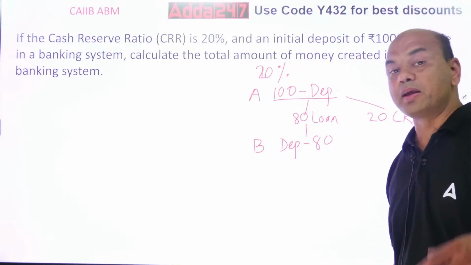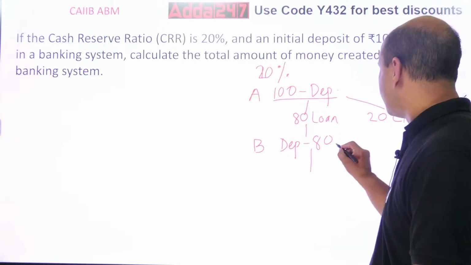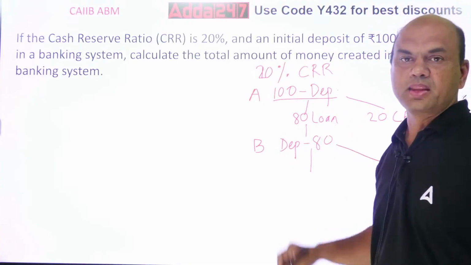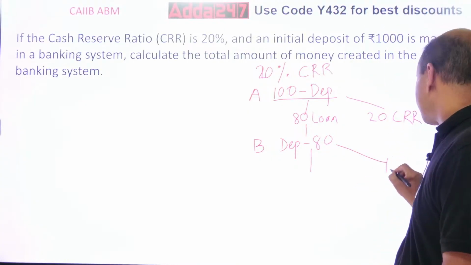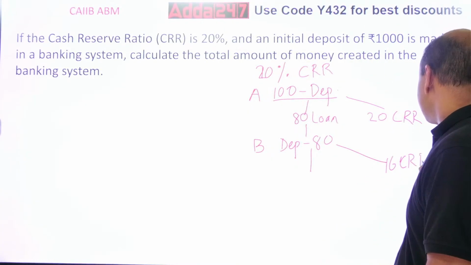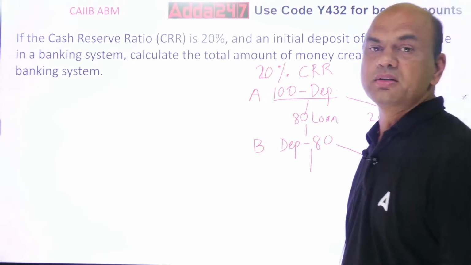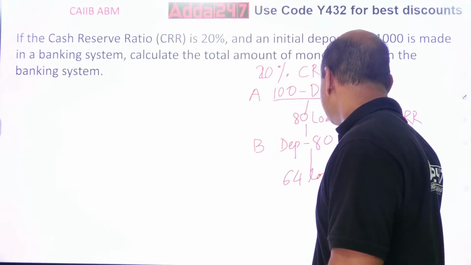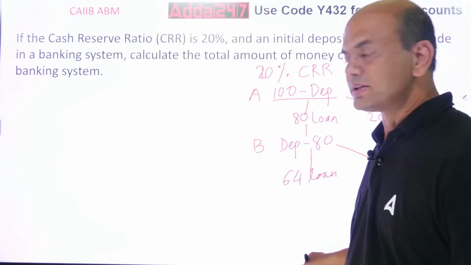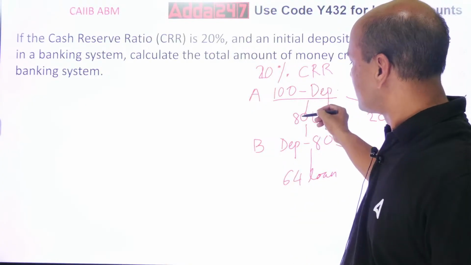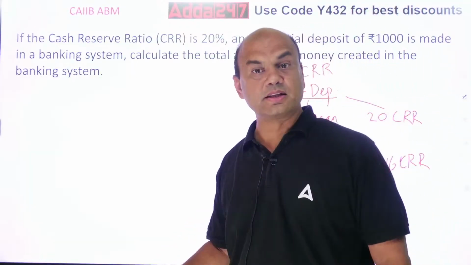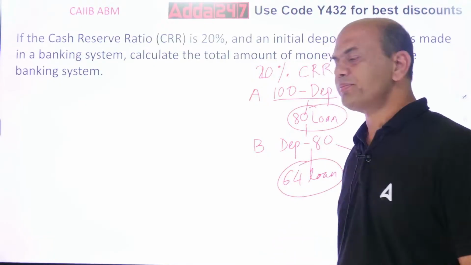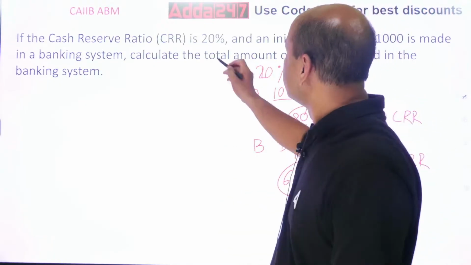Now what will bank B do? Again the same thing. 20% is the CRR, so 20% of 80 rupees is 16. So 16 rupees will be kept with RBI as CRR. And 80 minus 16 is 64. 64 will be given as a loan, and again this goes to bank C. So it will go down from 100 to 80 to 64 to lesser.